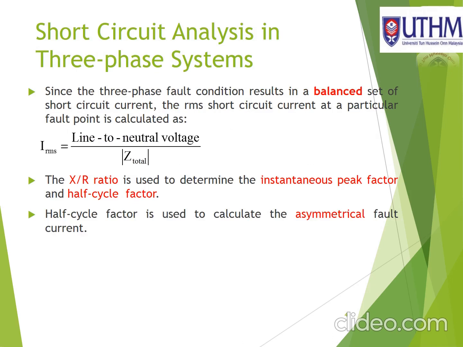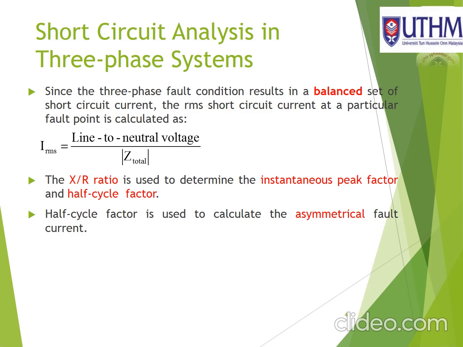Next, short circuit analysis in three-phase system. Since the three-phase fault condition results in a balanced set of short circuit currents, the RMS short circuit current at a particular fault point is calculated with this formula. I RMS is equal to the line to neutral voltage, which is the voltage for single phase, divided by Z total.